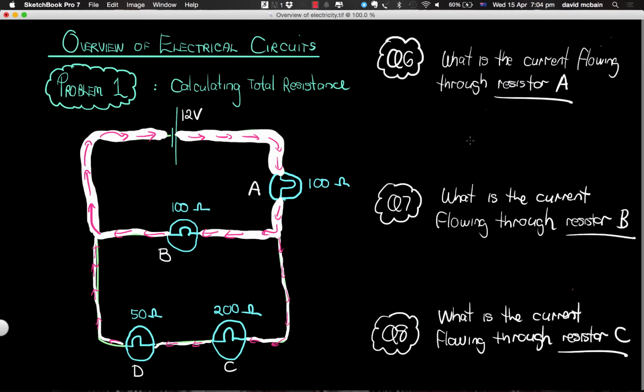Okay, questions 6, 7 and 8. Here, I'm asking you now to work out the current flowing through individual components. Now, resistor A or globe A is over here. It's 100 ohms. So I want you to work out how much of the current is flowing through globe A or resistor A. Question 7 and question 8, I want you to work out how much of this current is going to pass through resistor B or globe B, and how much of that current is going to go this way, passing through globe or resistor C. So that's what you need to do for those questions.